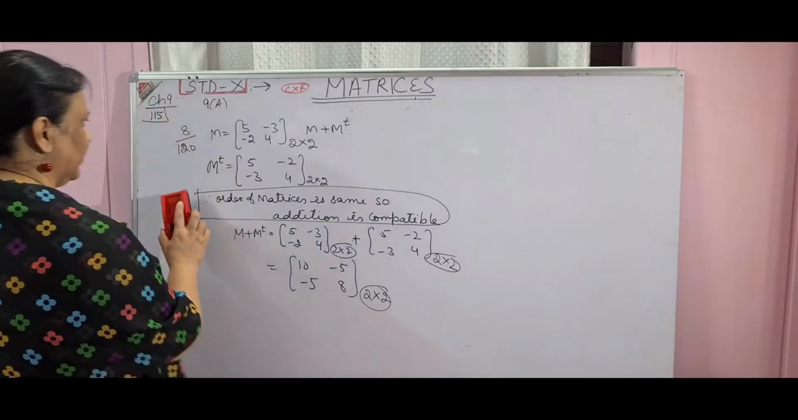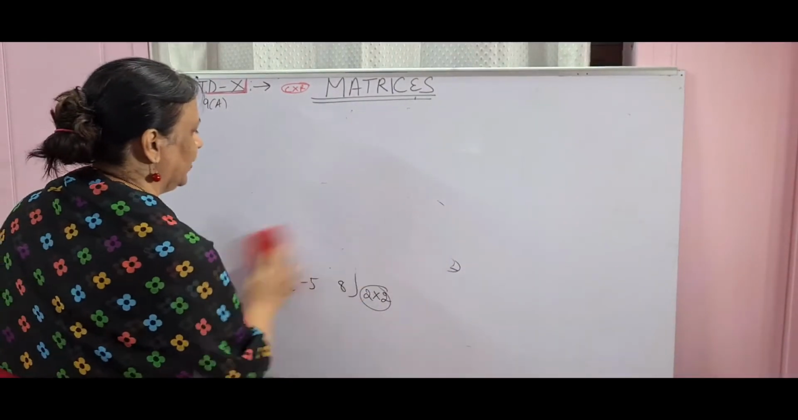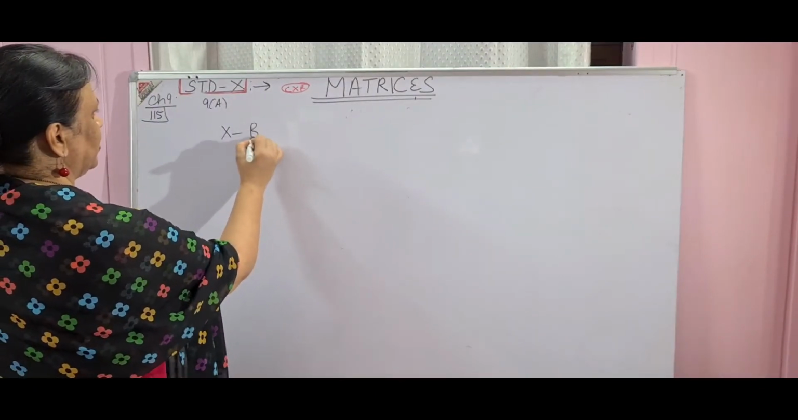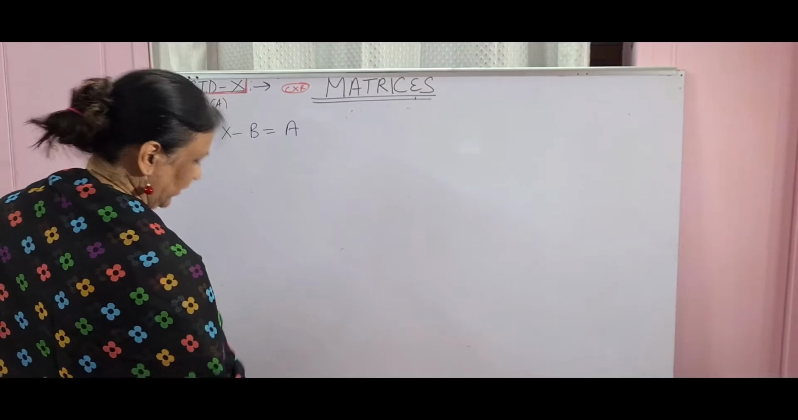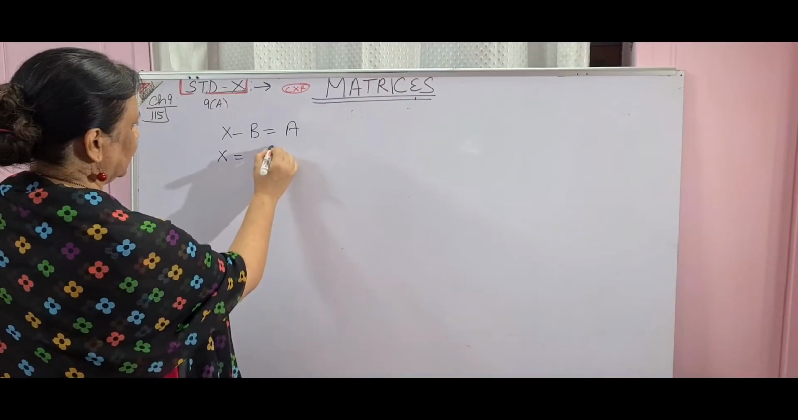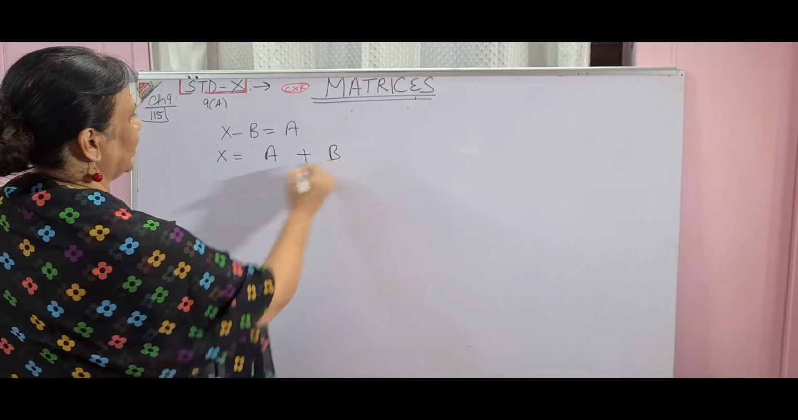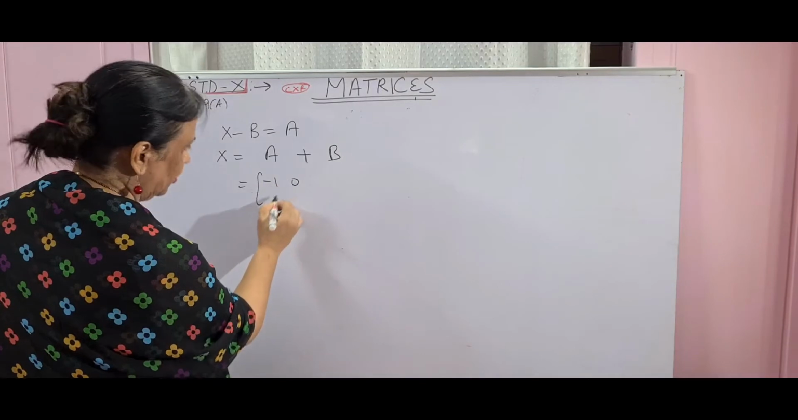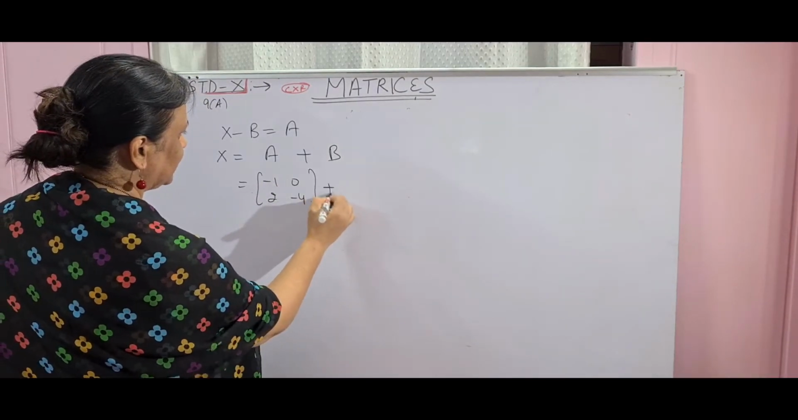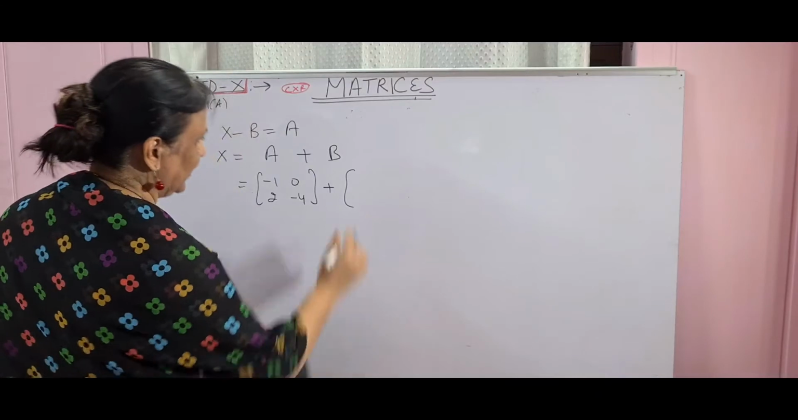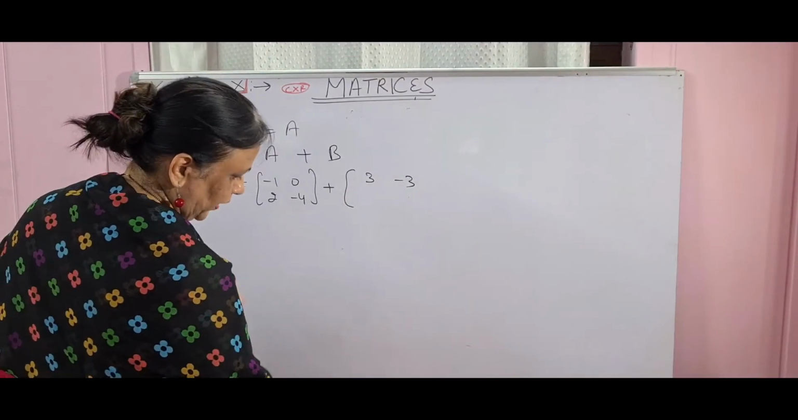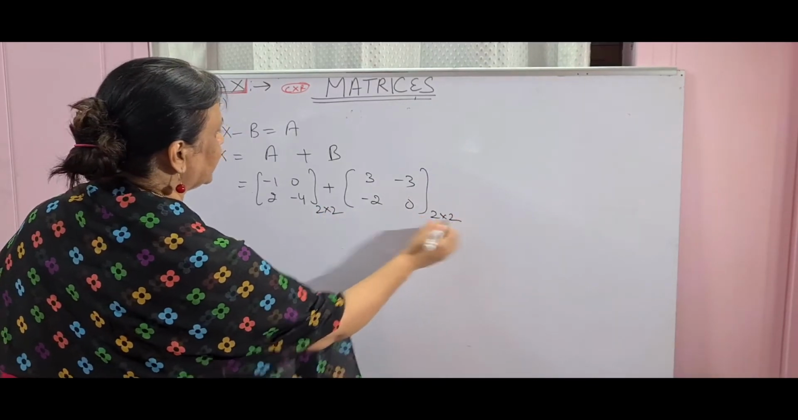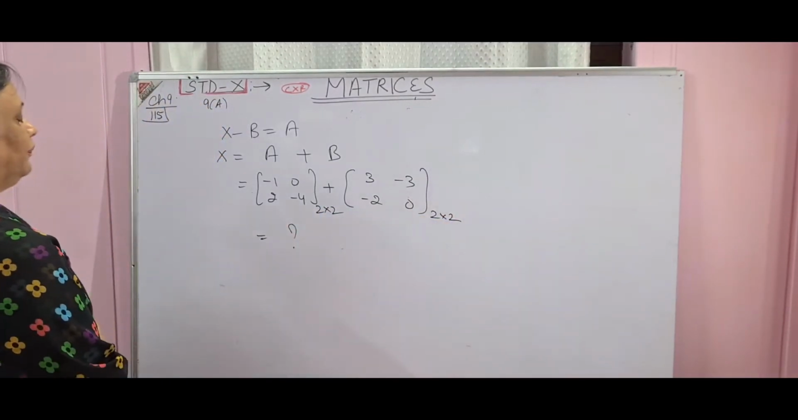Similarly, coming to question number 11, I will do one of the parts there also, though it is very easy: X minus B is equal to A. See, X is equal to A plus B, you will take B to the other side, same rules as in mathematics. A is given to be minus 1, 0, 2 and minus 4, and B is given to be 3, minus 3, minus 2 and 0. Again you see the order is the same, and you can do the addition.